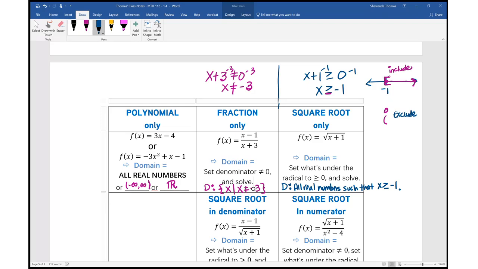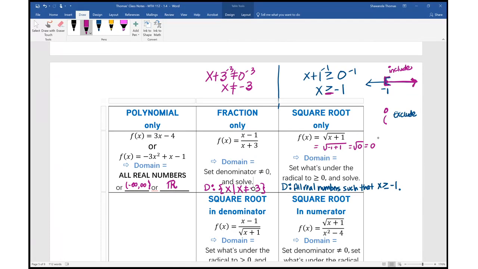But the bracket, or if you bubbled in, that means to include that number. And here you can include that number, negative 1, because it says if you plug in a negative 1, that is totally fine. And you can test it. If you plug in negative 1 plus 1 here, you get the square root of 0, which is 0. 0 under a radical is perfectly fine. 0 in the denominator is what we have an issue with.